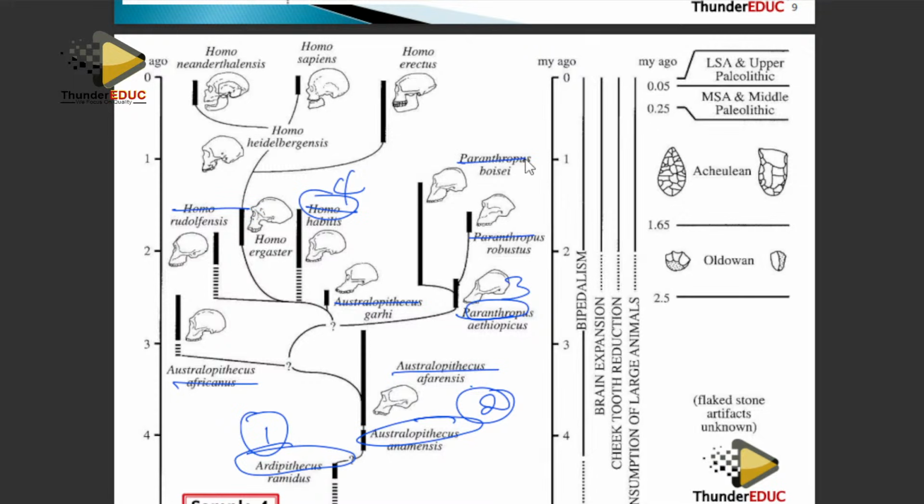Paranthropus, we talked about it. Homo, we talked about it. So it means that there are 4 of them. It's 1, it's 2, it's 3, it's 4. So the genus here is going to be 4.